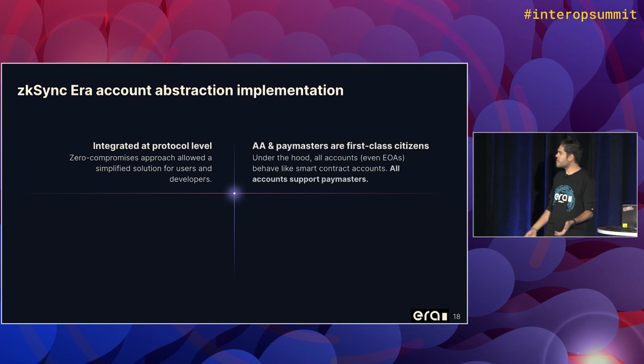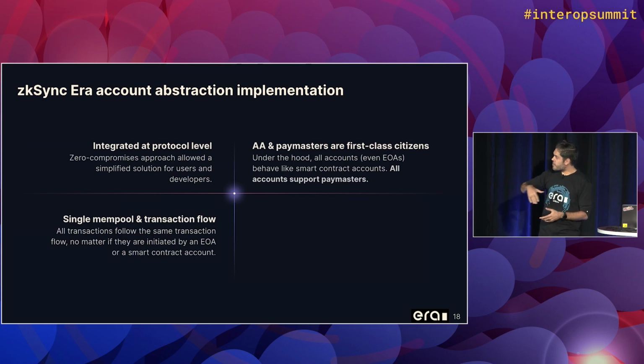How is it simpler? Well, account abstraction and Paymasters are first-class citizens. That means that under the hood, all accounts behave as smart contract accounts. If you are using an externally owned account, under the hood, zkSync Era is using a default smart contract for your account. So all accounts behave like smart contract accounts. More importantly, all accounts support Paymasters. You can use MetaMask with zkSync, and you can use Paymasters. And this is huge.